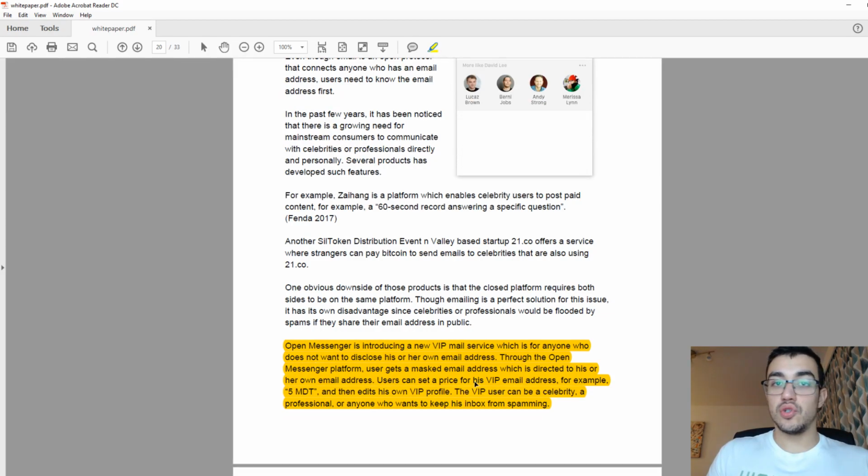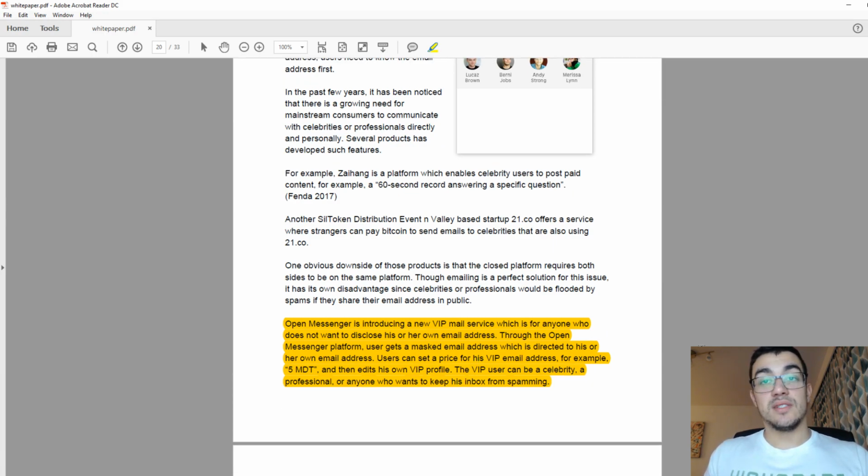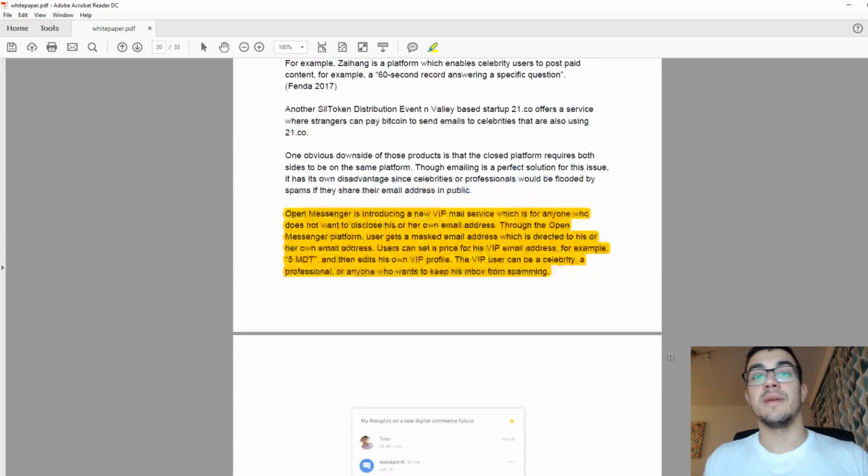Open Messenger is introducing a new VIP mail service, which is for anyone who does not want to disclose his or her own email address through an open messenger platform. The user gets a masked email address which is directed to his or her own email address. Users can set a price for their VIP email address, for example 5 MDT, and then edit their own VIP profile. The VIP user can be a celebrity, a professional, or anyone who wants to keep their inbox from spamming.